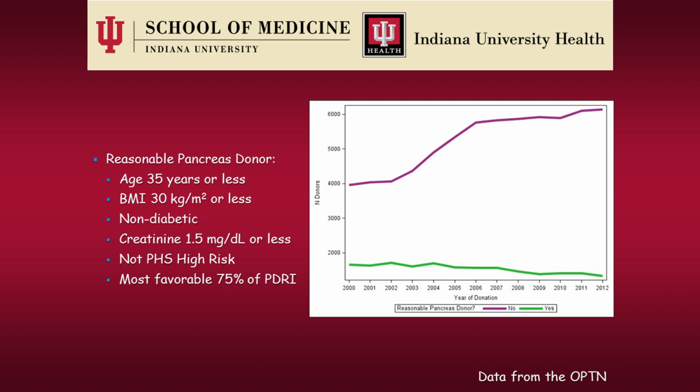Of all of that information, the most important of this series of slides is the reasonable pancreas donor numbers. This was information that we got from the U.S. Pancreas Transplant Committee. We separated the donors into those that were reasonable as a pancreas donor and those that were not. For reasonable, we considered age less than 35, BMI less than 30, not diabetic, a reasonable creatinine, not PHS high risk, and the most favorable 75% of the PDRI. That does not mean that the other donors would not be used for transplant, but these are the ones you'd have a hard time figuring out why they wouldn't be used. And what you can see from this slide is that there's a nice and steady decline in this type of donor.